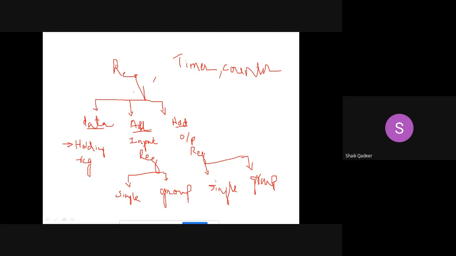Some input register may hold the address of an individual sensor, then that is called a single input register. Some register can hold the address of an array of sensors, that is called a group input register. Some register can hold the address of an individual output module, that is called a single output register. Some register can hold the address of a group of output modules, and that is called a group output register.